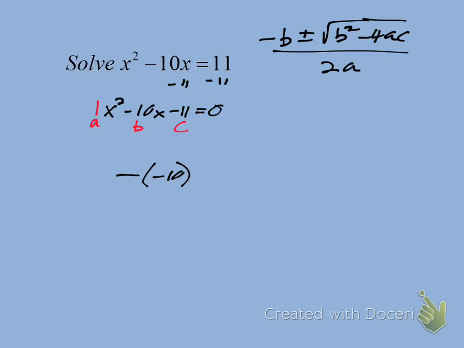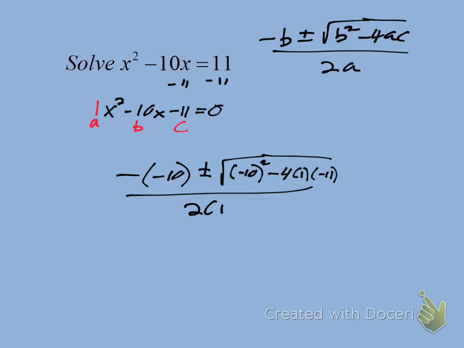So minus a negative 10 plus or minus the square root of negative 10 squared minus 4 times a, which is 1, times c, which is negative 11, all over 2.